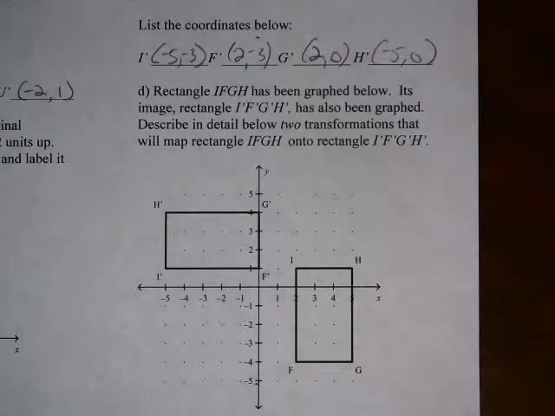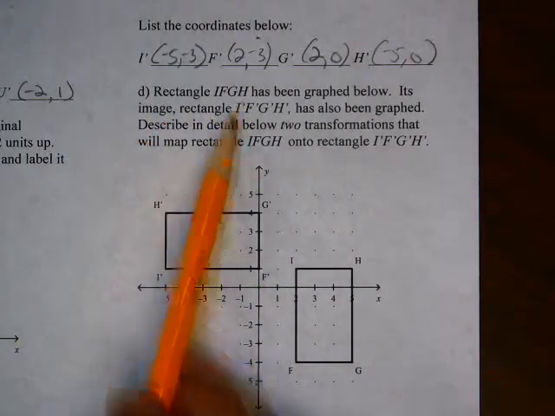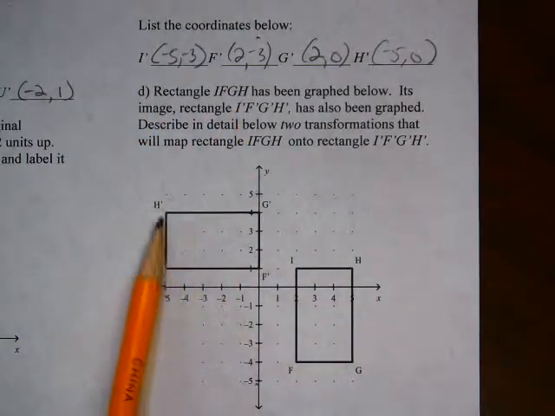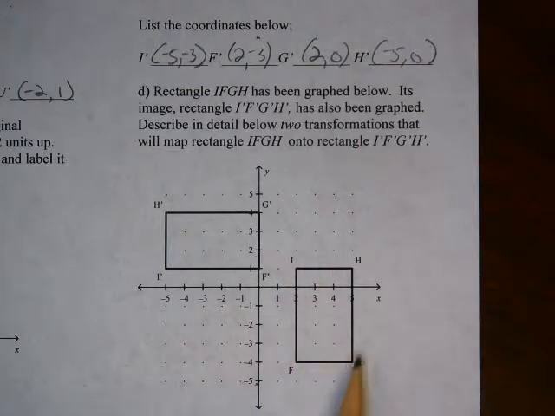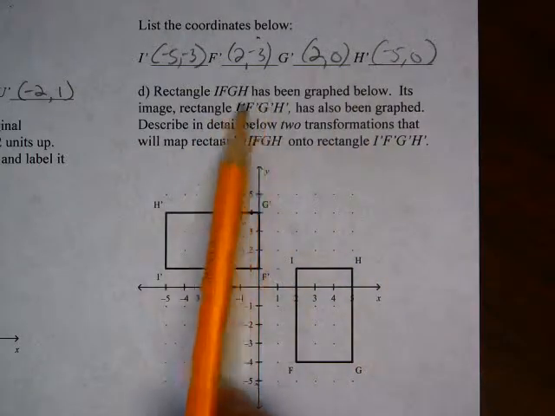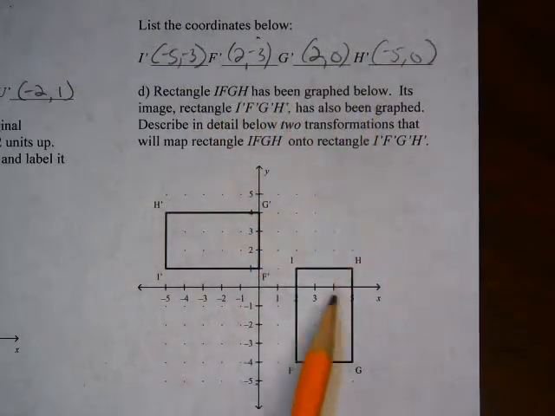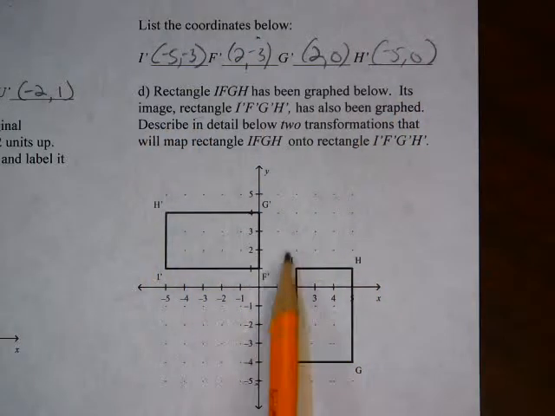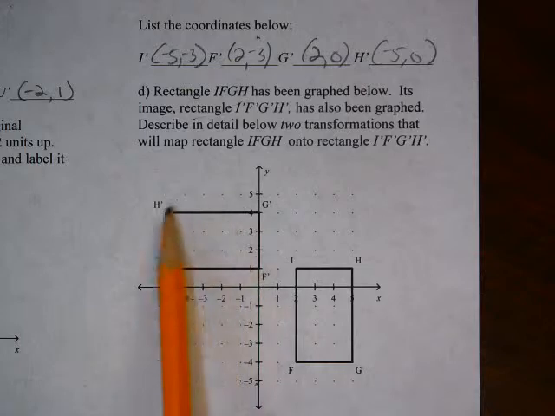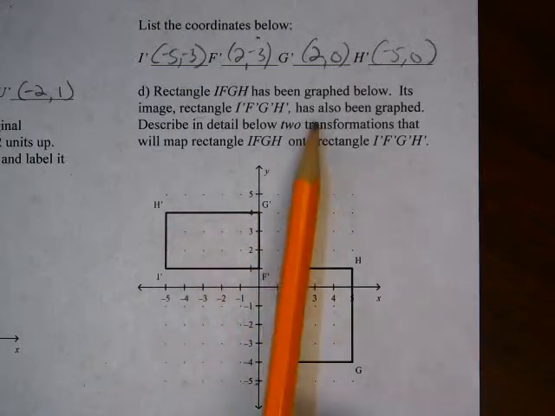Geometry Unit 1 Mid-Unit Quest Check, number 1, Part D. We're given this rectangle. It says rectangle IFGH. Now we're looking at the picture there as well. I have these I, F, but these are the primes, so they've already been changed. So the original is IFGH right here. Rectangle IFGH has been graphed below, right there. Its image, meaning after it's been moved and changed, is I prime, F prime, G prime, H prime, right there.